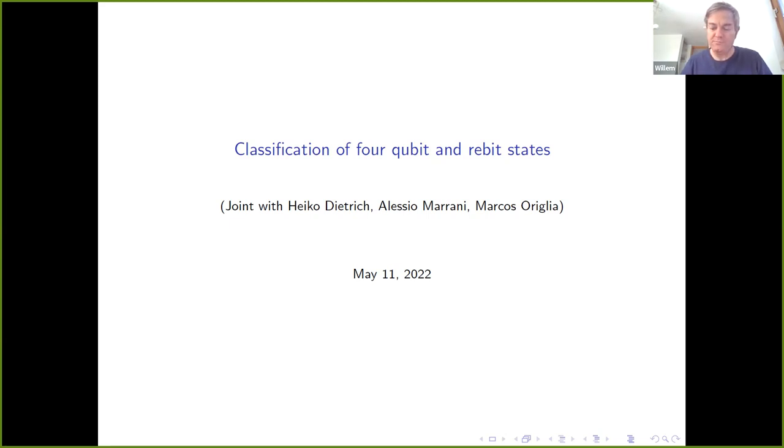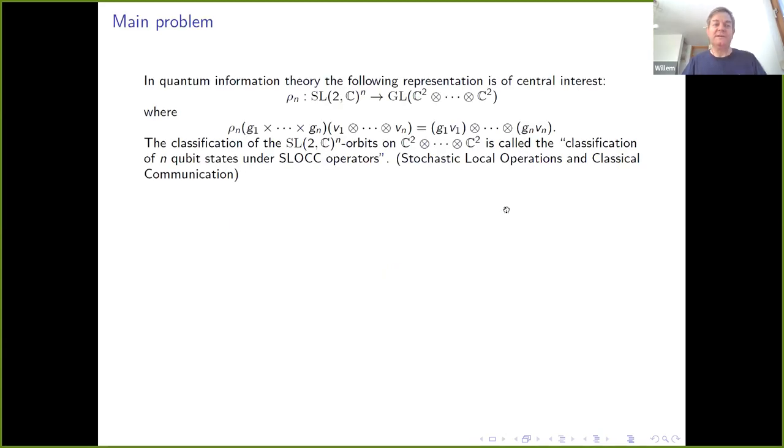So the first part of the talk will be on the complex things, and then we go to the real things. So what is the thing? It comes from quantum information theory. One of the main things of interest in quantum information theory is a representation of SL2C, the group SL2C, on the n-fold tensor product of C2 with itself. The action is very explicit: the ith component of the group acts on the ith component in the tensor power.